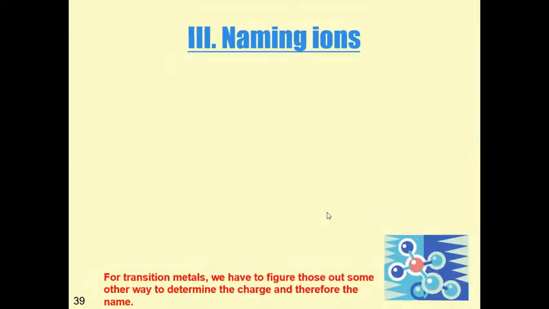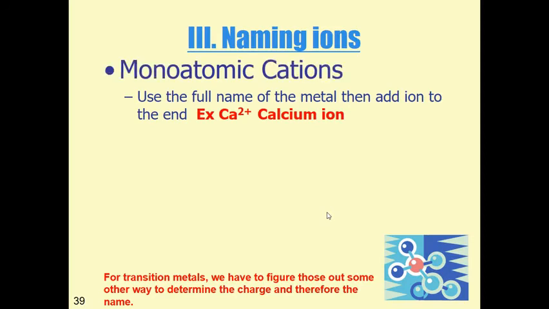Okay, so when we're naming ions, we first have our monatomic ions. When we're naming them, we use the full name of the metal, and we just add the word ion to it. So for instance, if you just had calcium with no charge, you would call that calcium. If you just said Ca with no charge, you would call it calcium. But if you see Ca2+, got a charge, you have to call it calcium ion, those two words.